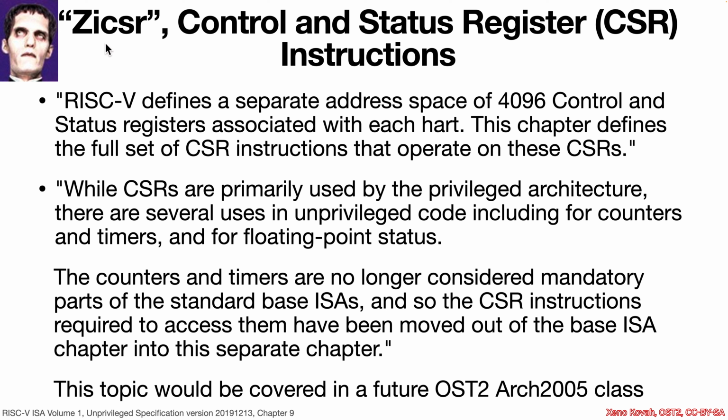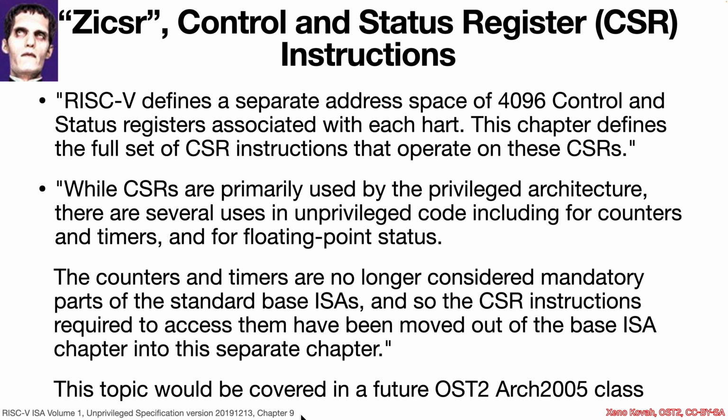Then we have the Zicsr extension, which stands for Control and Status Register Instructions, CSRs. RISC-V defines a separate address space with 4096 control and status registers associated with each hart. So again, it's per hart. If the device has multiple harts per core, then it's going to have multiple of these control and status registers per core. And that's why I say it's not just like the general purpose registers. You have to have the full extra register state for each individual hart.